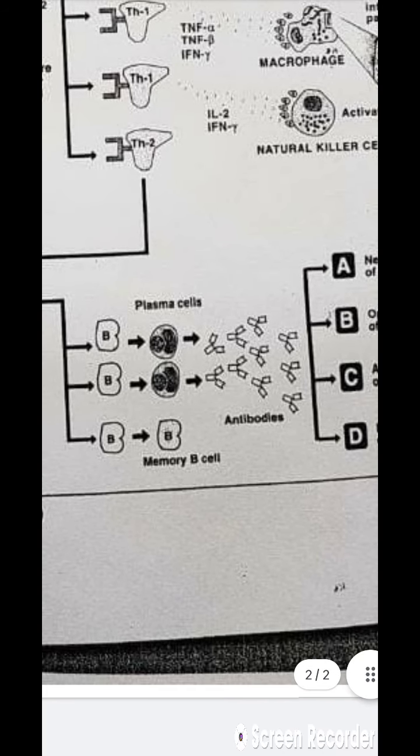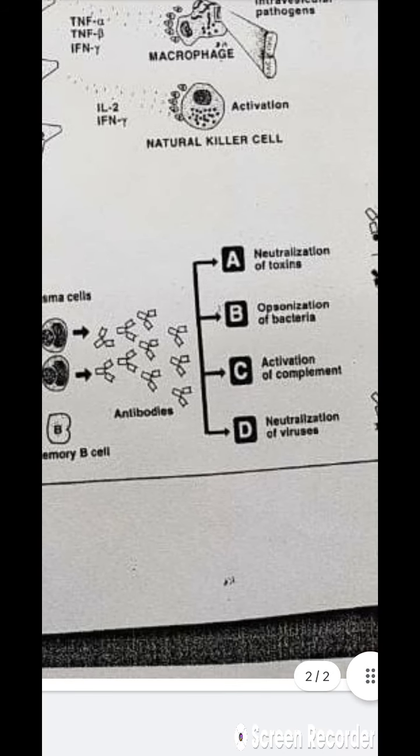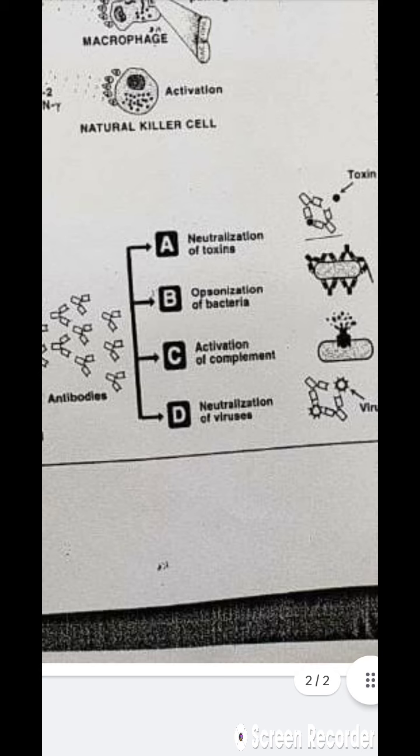Okay, so this plasma cell produces antibody, and what is the function of antibody? You know, they can neutralize the extracellular toxin. They can opsonize the bacteria. What is opsonization? It is the process by which the bacteria become tasty to the macrophage.